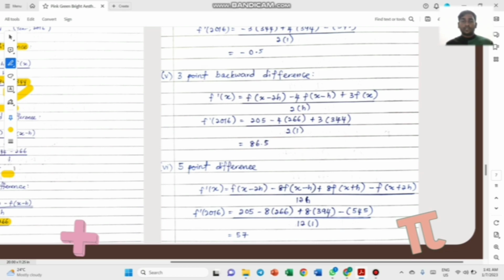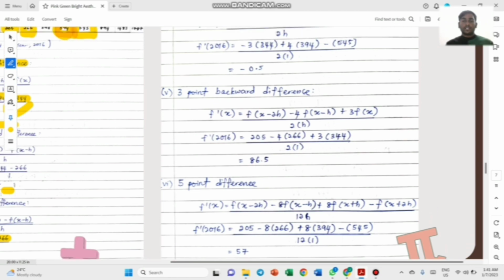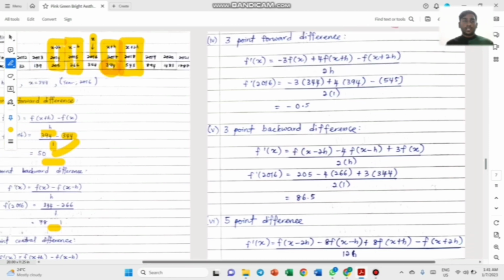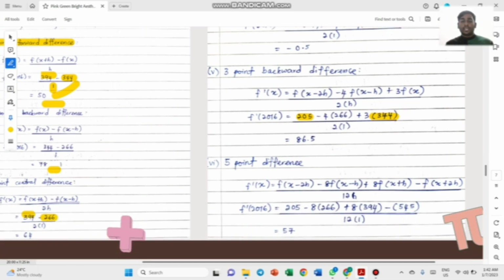For the fifth equation, which is 3-point backward difference, so same goes here. We use the equation of 3-point backward difference and put the value here. So here we can see x minus 2h. So x minus 2h value is 205, and then x minus h is 266, plus 3fx, x value is 344, and divided by 2h, where h value is 1, and we can get 86.5. And the last one for the first derivative is 5-point difference.